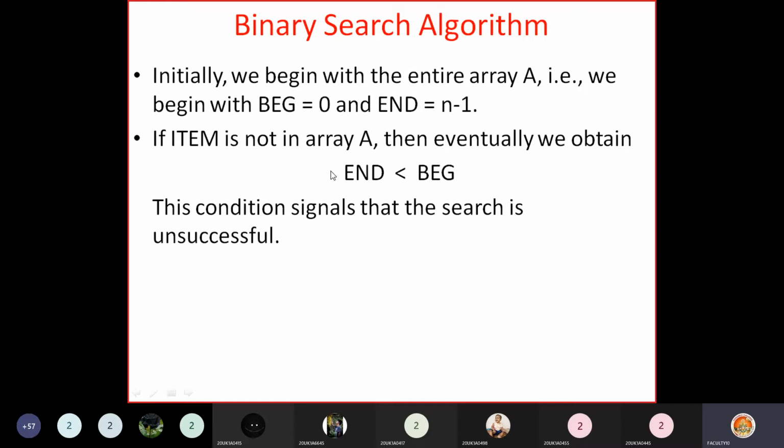So every time you have to check whether end is less than beginning or not. If end is less than beginning, you can say the search is unsuccessful. Otherwise, there is a part of the array which needs to be searched. So this is how the binary search algorithm works.